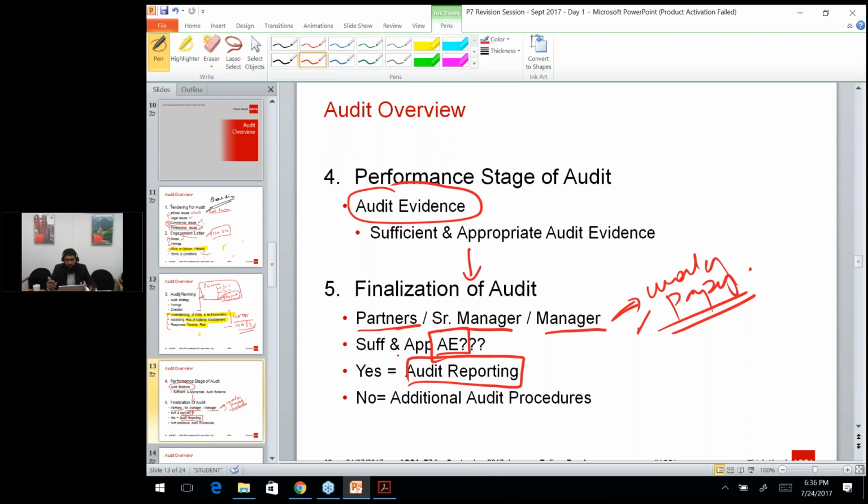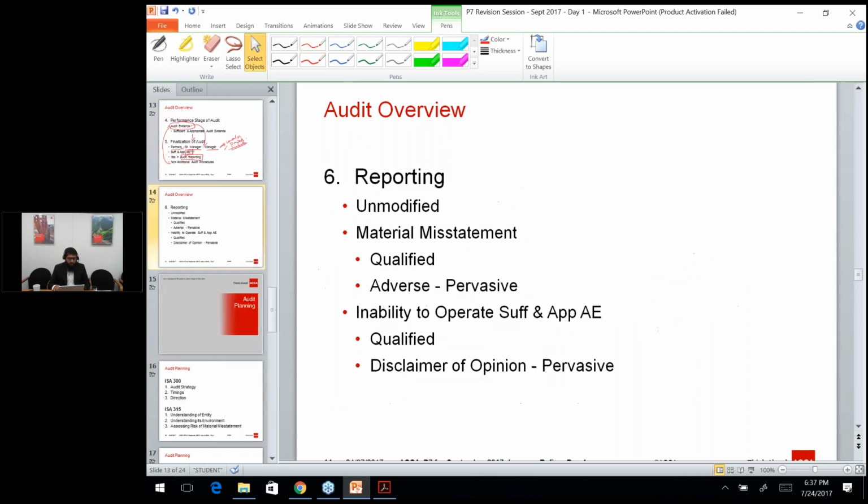For example, if the partner or the manager feels that sufficient and appropriate audit evidence has not been gathered, then what exactly are they going to do? They are going to ask the auditor to perform additional audit procedures and gather more evidence so they can conclude in a proper manner. Once this has been reviewed by the partner or the senior manager, the last stage is the reporting for the audit.